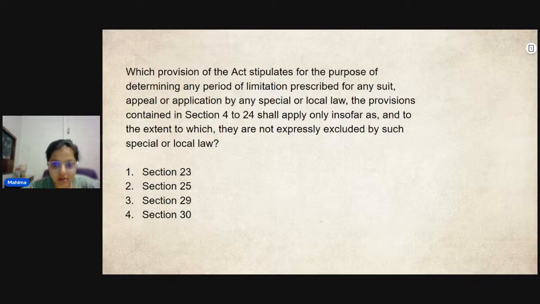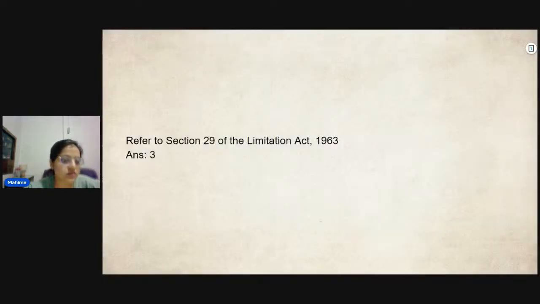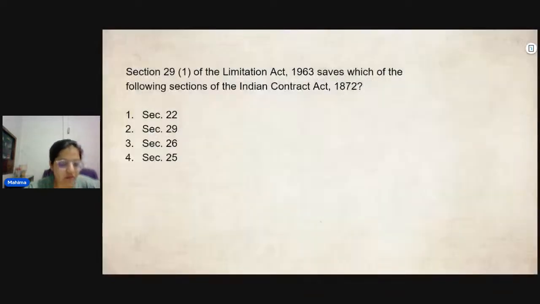Come on. Okay, everyone has started answering and they are answering option number C. And yes, it is the direct language taken from Section 29 itself. Section 29 clause 2 was the correct provision here. Yes, everyone is right. It is option number 2.